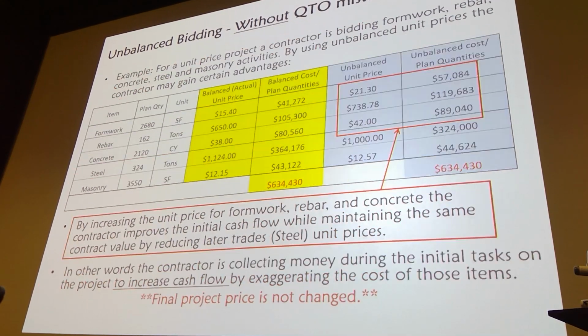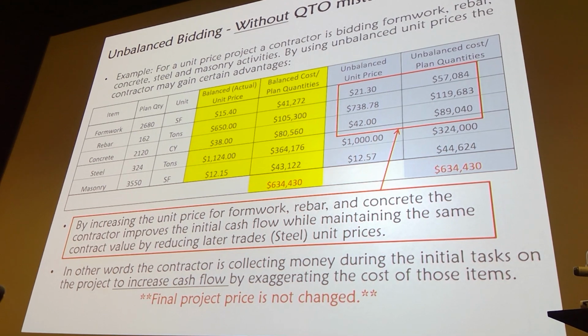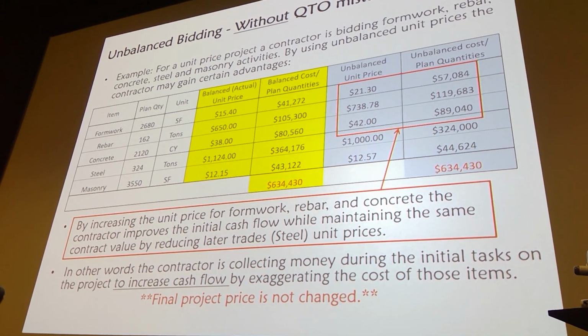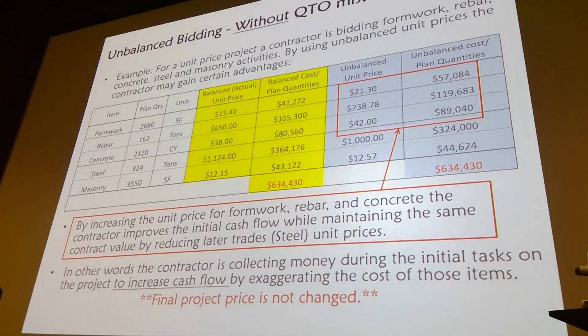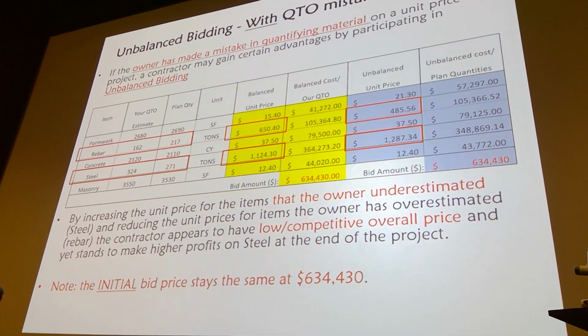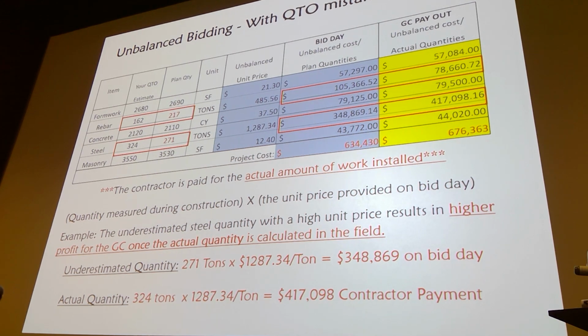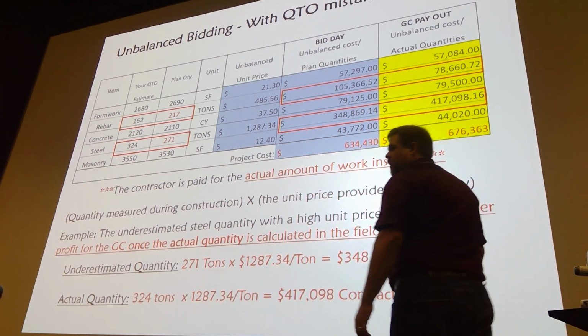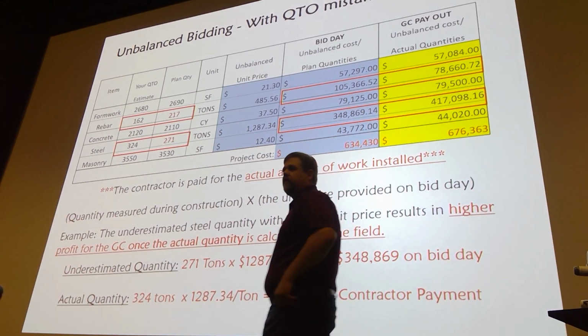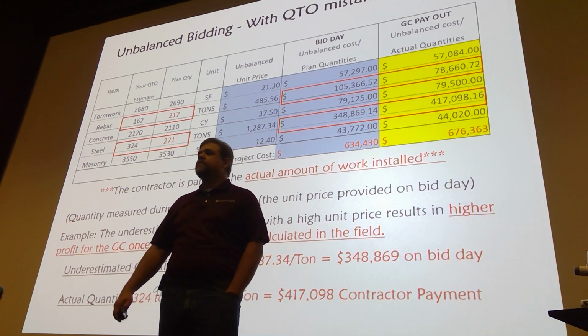What I need you to know is, when is unbalanced bidding useful? And that was, it's useful in two situations mostly. One, to generate cash flow, and two, if the owner has made quantity mistakes, there's a way for us to capitalize and maximize our profit on it. So that's really the question, is understanding why we would do this rather than knowing the math behind it.